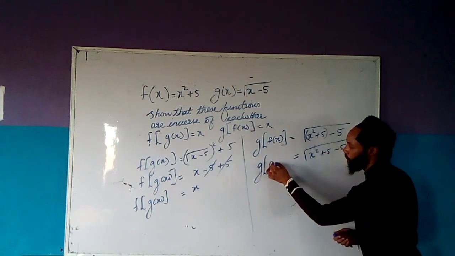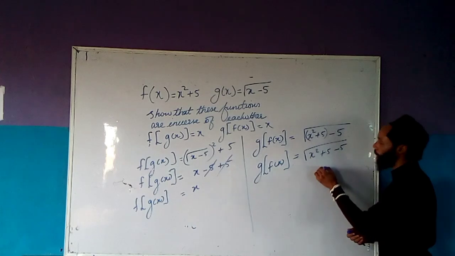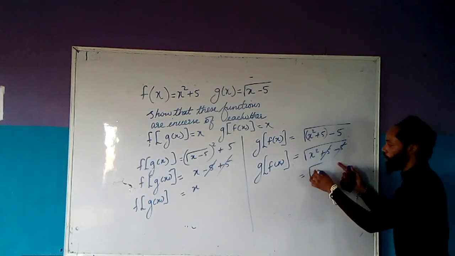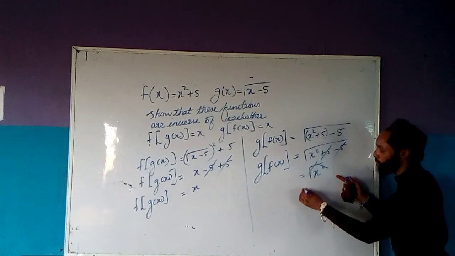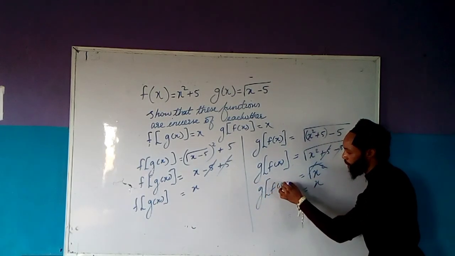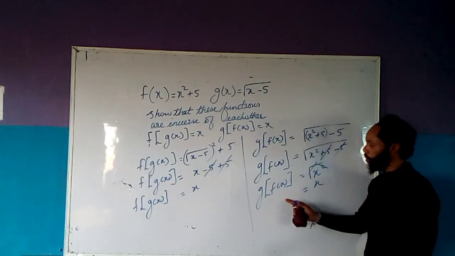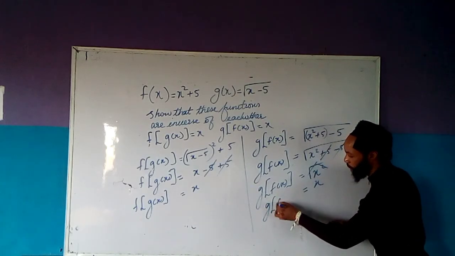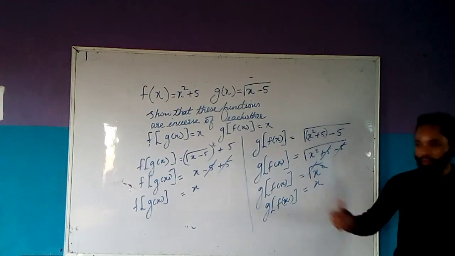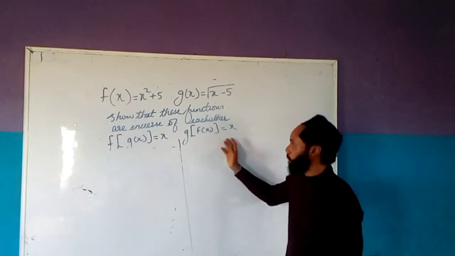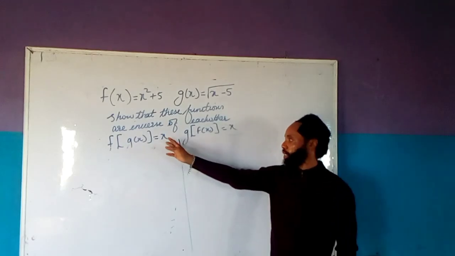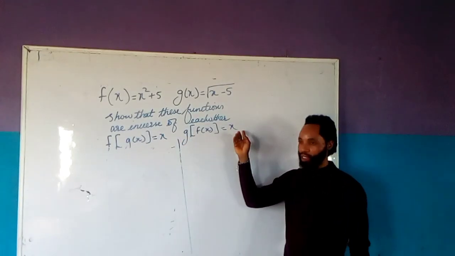Now, negative 5, positive 5 cancel out. What do you have left? x squared. If this cancels out, our answer is x. g of f of x is equal to x. Therefore, g of f of x is equal to x. That means they are inverses of each other. Okay, we just proved this. f of g of x gave us x, and g of f of x gave us x.